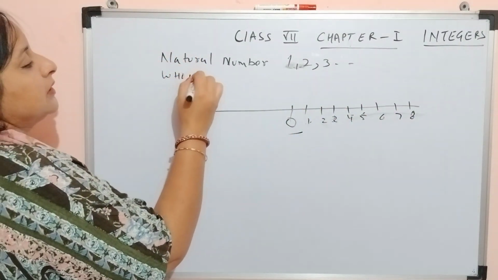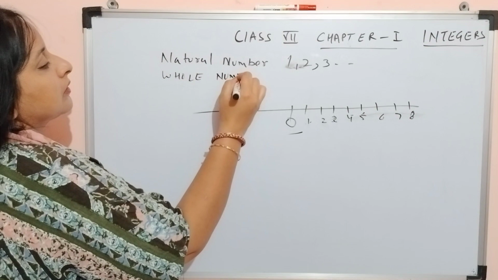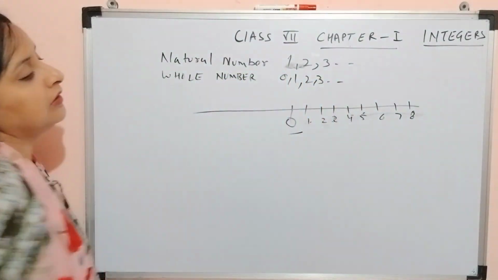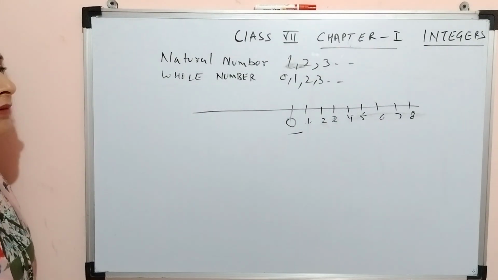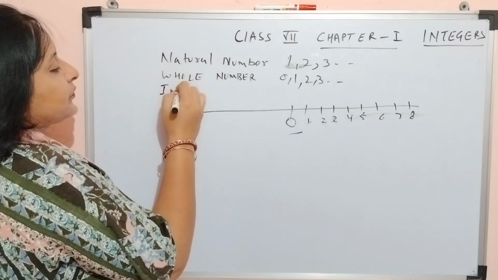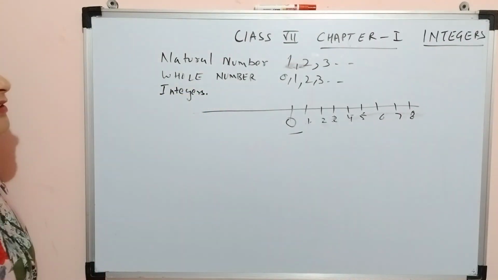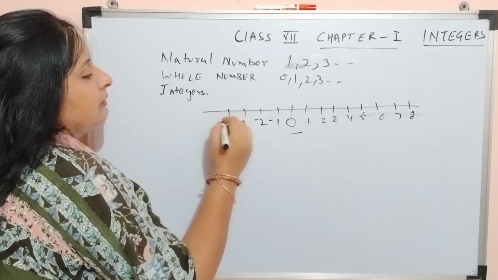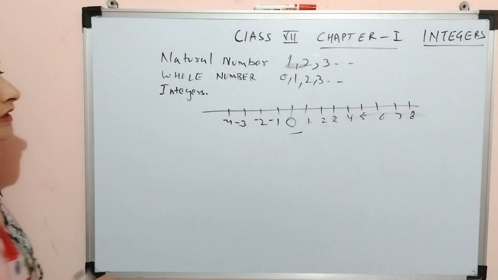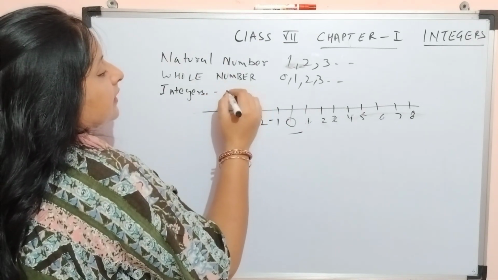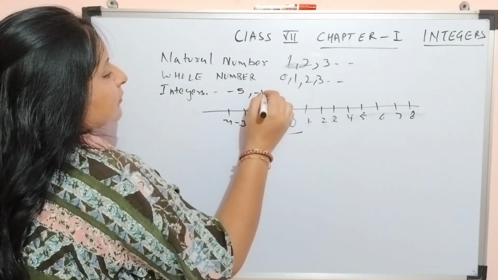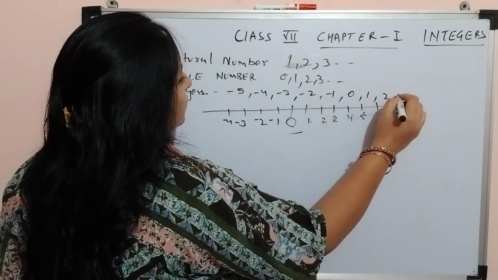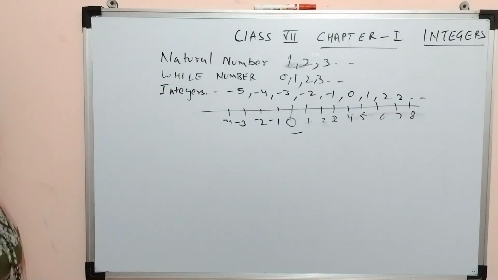So whole numbers, when we add 0 to it, 0, 1, 2, 3 and so on. So these numbers are called whole numbers. And what are integers? Integers are the numbers we get when we add negative numbers to it: -1, -2, -3, -4 and so on till minus infinity. So integers are basically -5, -4, -3, -2, -1, 0, 1, 2, 3 and so on. So these are called integers.